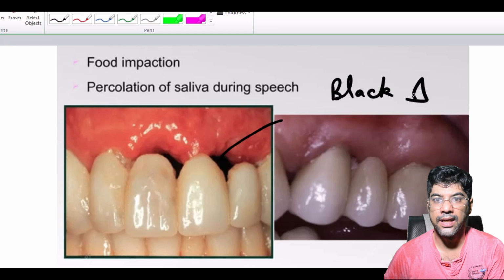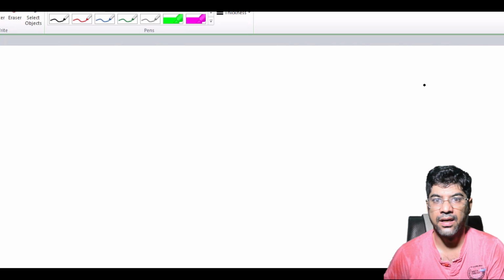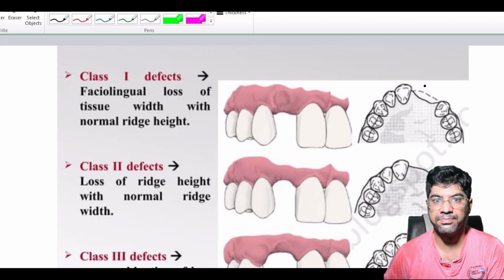Inadequate ridge contour can result in a gap between the Pontic and gingiva, leading to percolation or leakage of saliva during speech.